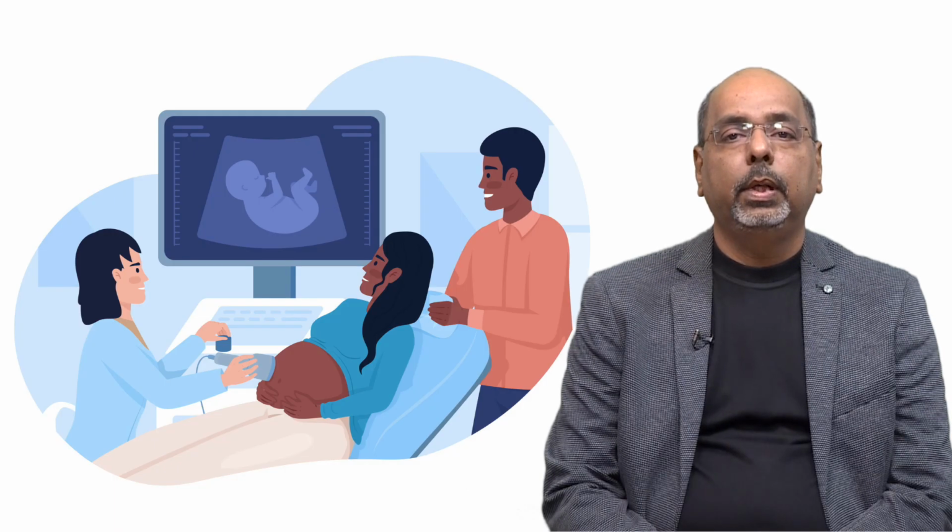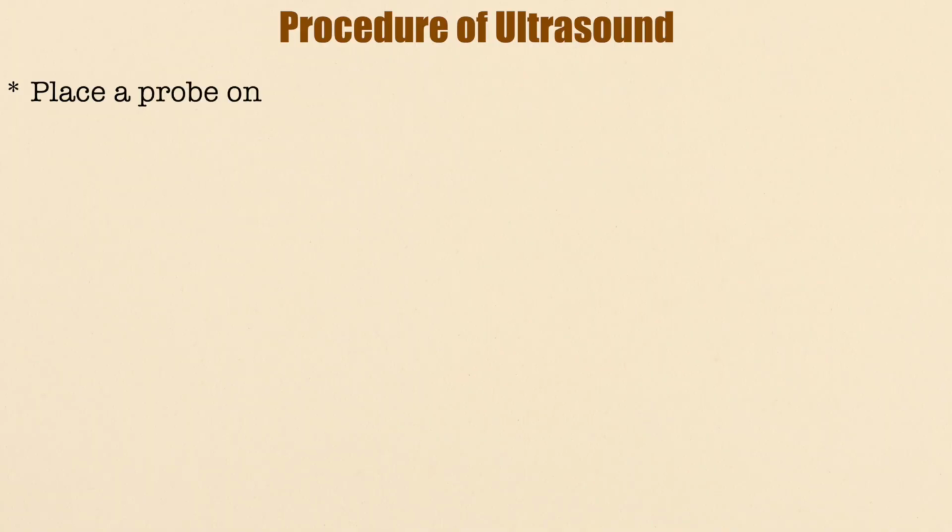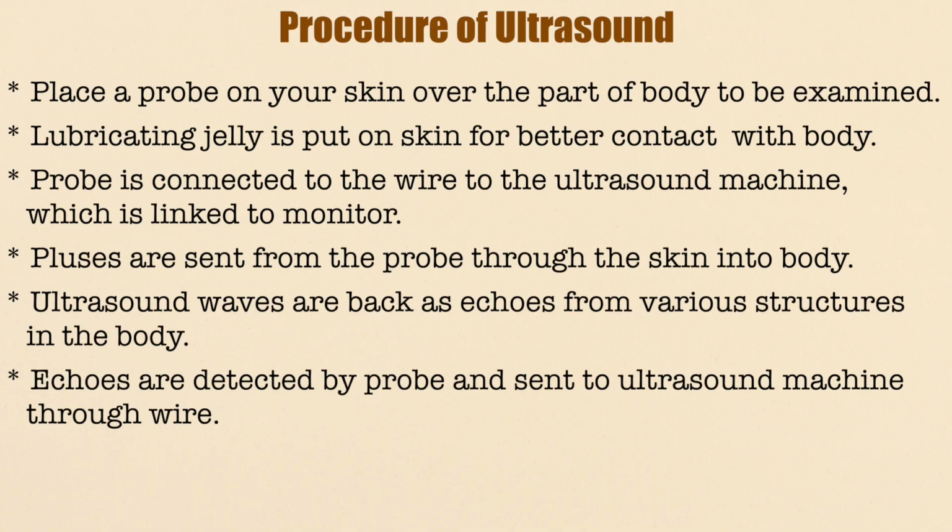Now we are going to see procedure of ultrasound. Place a probe on a skin over the part of the body to be examined. Lubricating jelly is put on skin for better contact with the body. Probe is connected by wire to the ultrasound machine, which is linked to the monitor.